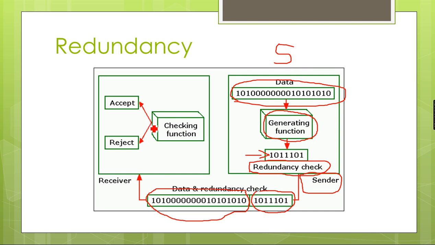Now this is received by the receiver. At the receiver end there is also a function, an algorithm, which checks whether the received data is correct or not. Along with the redundant bits, this check function or algorithm at the receiver side checks whether the bits got changed in the data or not. So this is how we can use this error detection method to detect the errors by using the redundant bits.